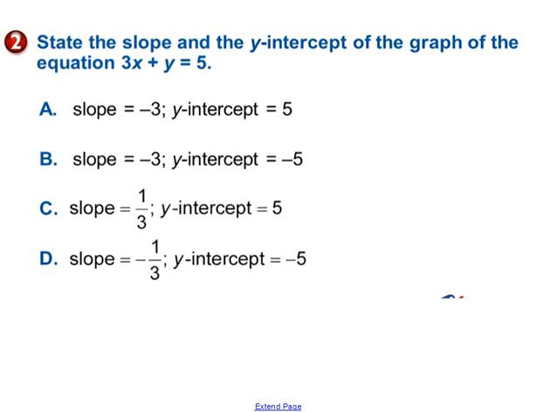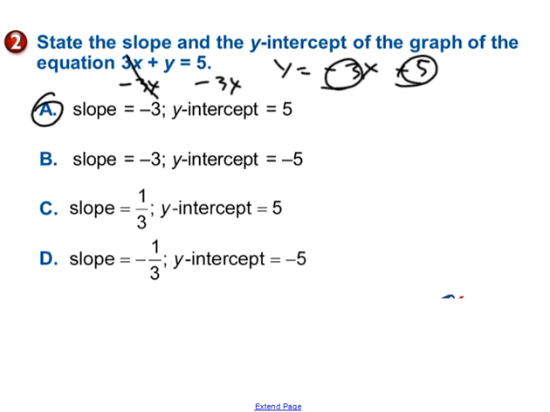State the slope and the y-intercept of the graph of 3x plus y is equal to 5. Again, I'm going to subtract 3x from both sides. That will leave me with y is equal to -3x plus 5. So -3 is my slope, and 5 is my y-intercept. -3, 5, so that's answer A.